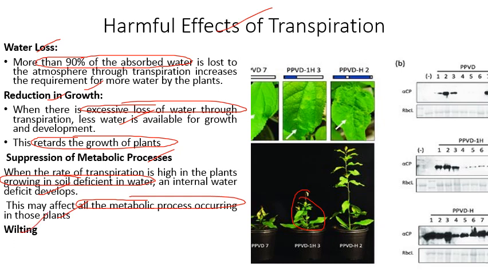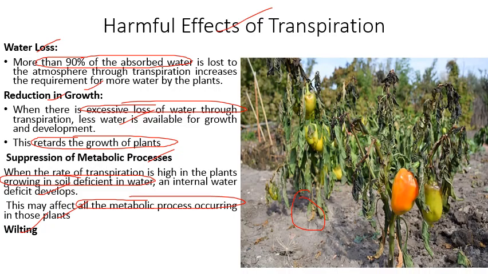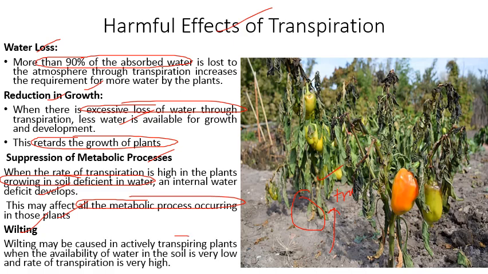The next harmful impact of transpiration is wilting. When the rate of water absorption is exceeded by the rate of transpiration, that leads to a condition known as wilting, and it can be dangerous for the plant. It can kill the plant. Wilting may be caused in actively transpiring plants when the availability of water in the soil is very low and the rate of transpiration is very high.